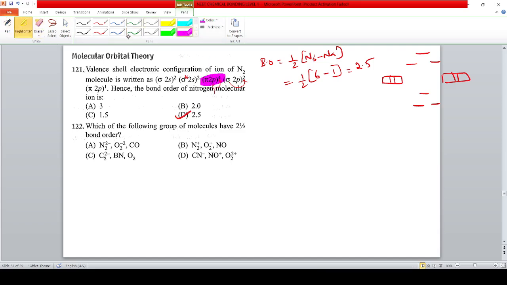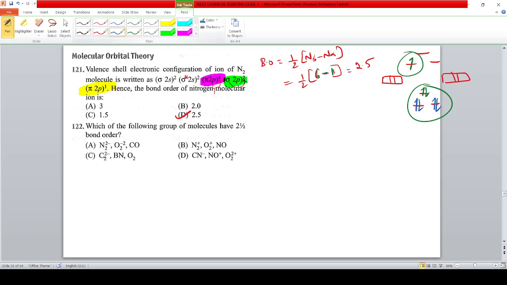I'll draw this first. Look at the diagram carefully. Pi 2p4. 4 means 1, 2, 3, 4. This is what is mentioned. This is, I'm drawing this. 1, 2. And now I am drawing this. It is only 1 present on the top. So it is 6 minus 1. That is why it is 6 minus 1. So the answer is 2.5.